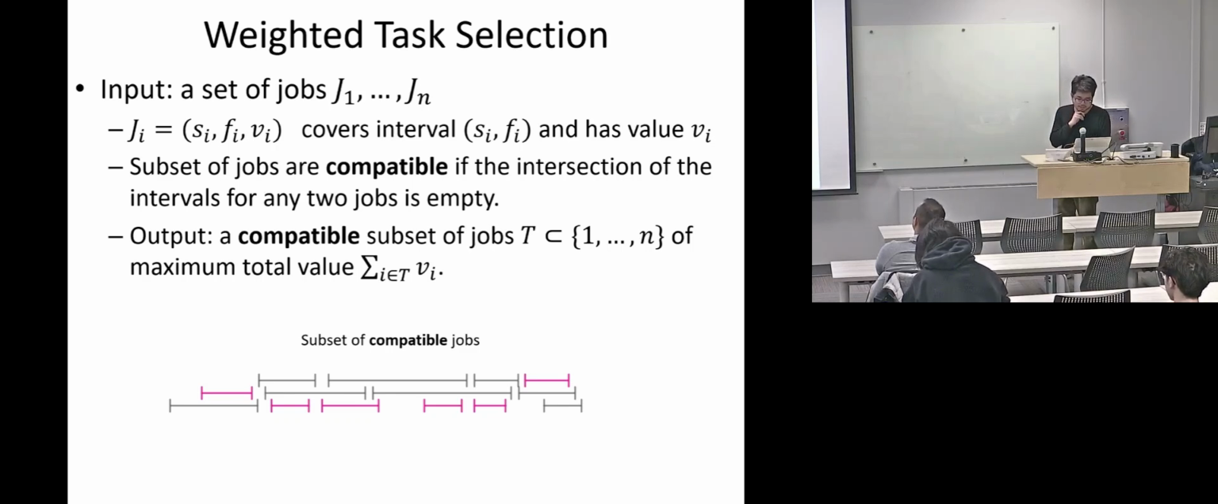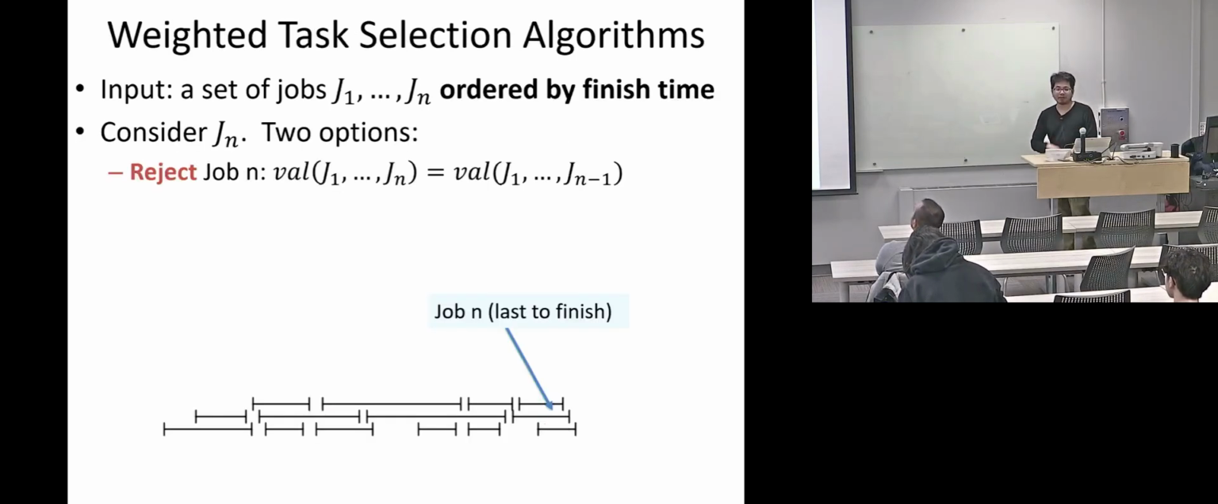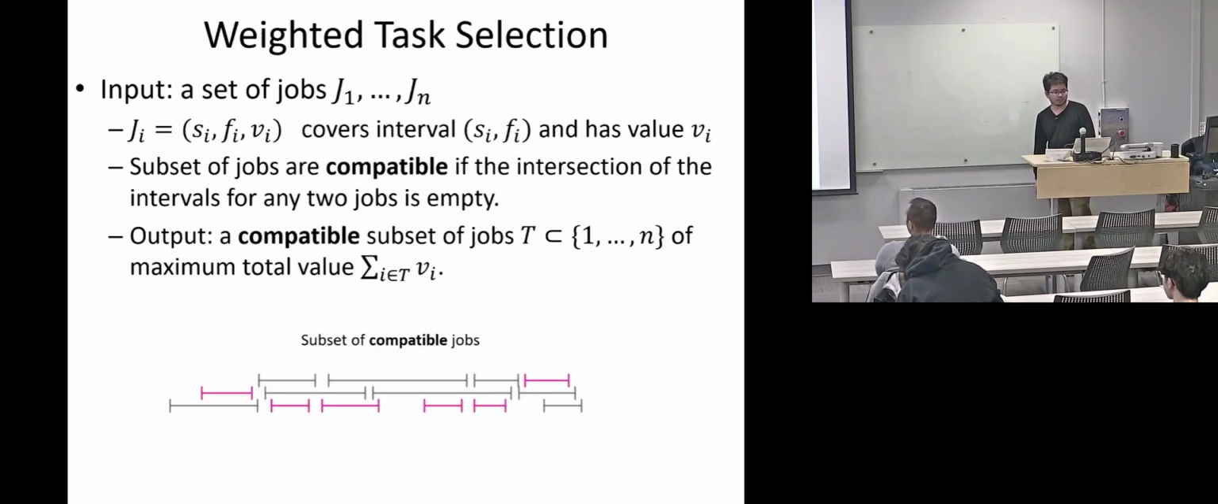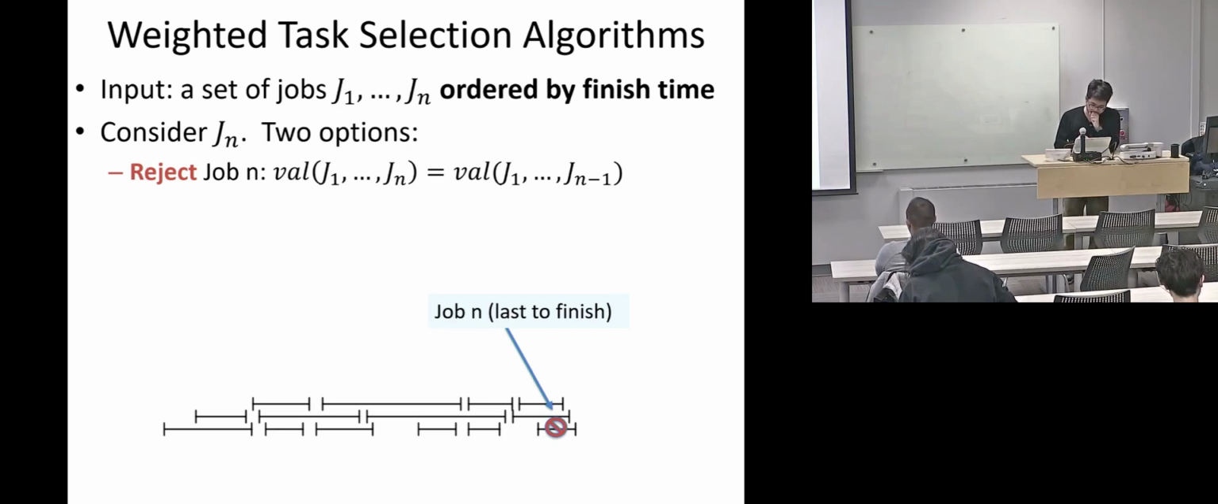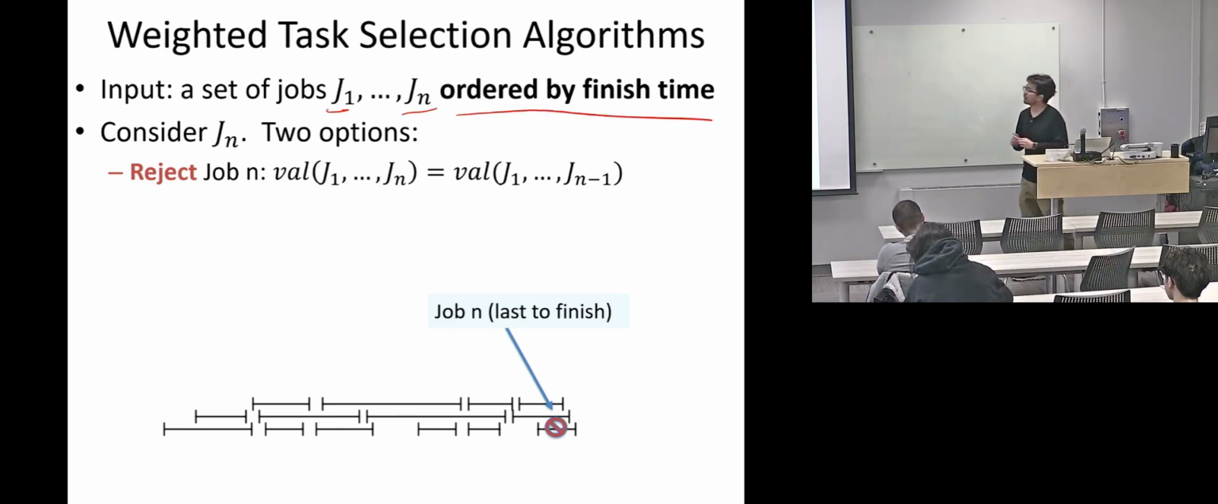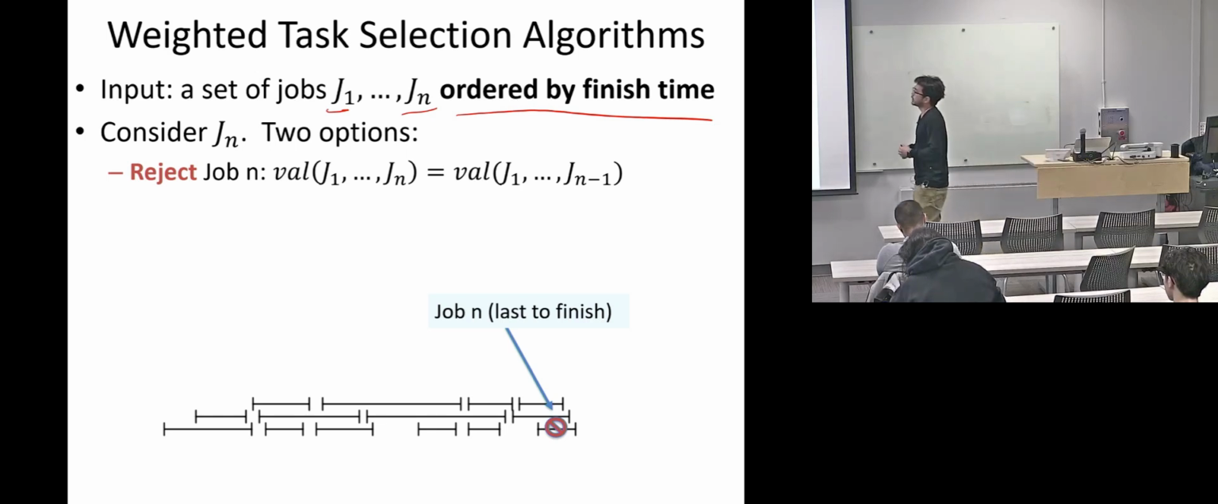Okay. So that's the problem. We want to solve this. And by the way, I'm going to assume that the jobs J1 up to Jn are ordered by their finish time. Okay. So if we want to solve this, the idea is the following.